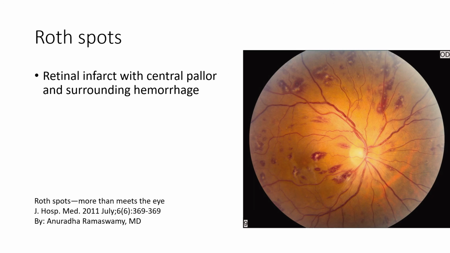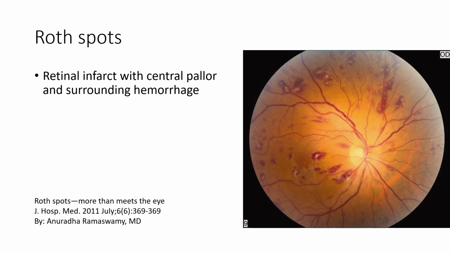And then finally we have Roth spots, which are basically like Janeway lesions, but in your retina. So it's a retinal infarct with central pallor, so the white spots you can see, and surrounding hemorrhage. So the white spots surrounded by hemorrhage, those are Roth spots. And again, these are sometimes seen on ophthalmologic exam in patients with left-sided endocarditis.